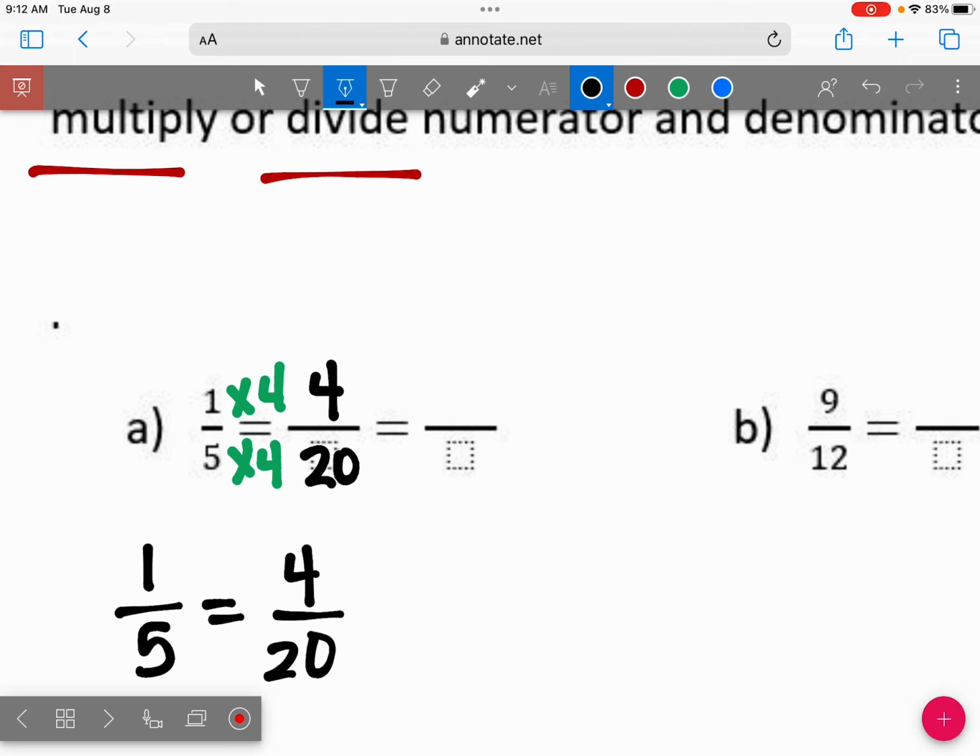Alondra, give me another number between 2 and 10, but not 4. 6. So I want you to multiply 1 over 5, top and bottom by 6. So again, now I'm going to take that 1/5, multiply it by 6. Then that would be 6 over 30. All of these fractions are equivalent.